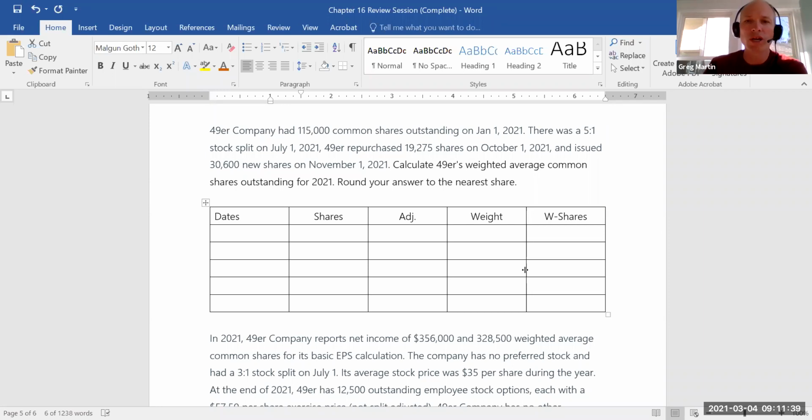So I want to make sure that we get some extra practice on this. This first question is just calculating weighted average common shares outstanding. It's critical to being able to do basic earnings per share. And so I just wanted to walk you through another example. So, they had 115,000 common shares outstanding on January 1st, 2021. There's a stock split, and then there's issuing new shares. And so now we've got to go through, there's a repurchase in there as well.